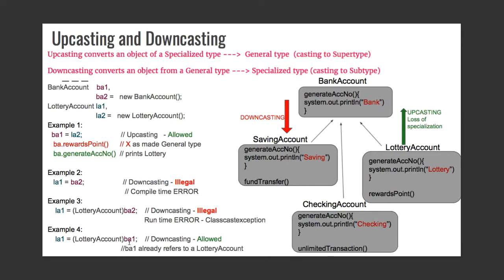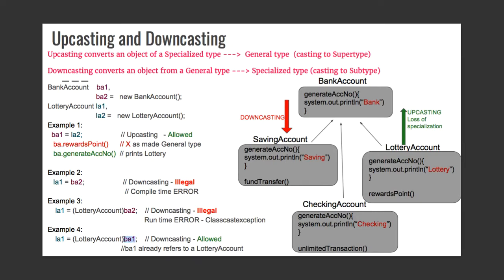So later on, at runtime, when the JVM tries to find what it refers to, it actually sees that it refers to the right thing. It refers to a lottery account object and it is also typecast into the right type, that is lottery account. So this downcasting works because BA1, which is no longer of type bank account but of type lottery account, is pointing to a lottery account object, and that object can provide all the information a lottery account type object needs. This is the reason this downcasting is allowed.